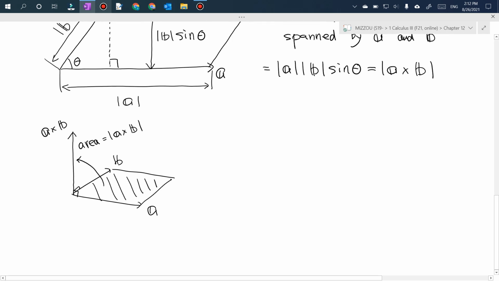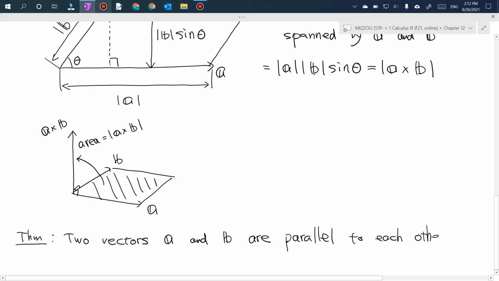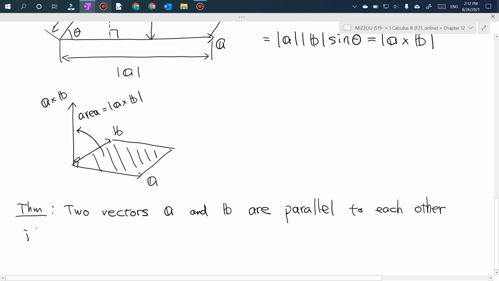Namely, here's a little theorem. Two vectors A and B are parallel to each other if and only if the cross product is 0. But 0 means 0 vector, so it's a 0 vector.